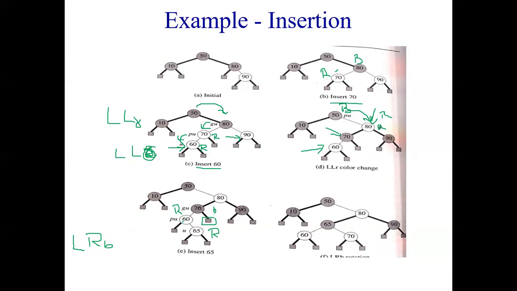You have to perform a left rotation at the parent and a right rotation at the grandparent. So first perform left rotation at the parent. When you perform left rotation at the parent, what will happen? After 70 you will get 65, then you will get 60. This is what will happen, right? Now you perform a right rotation on 70. When you perform right rotation on 70, 70 will take the place of 80 and 80 will become the right child of 70.